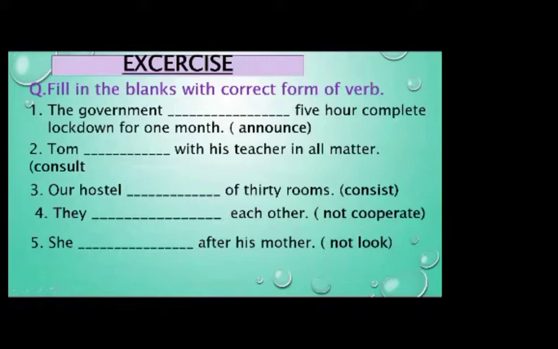Now let's see if we are able to do the exercise. Fill in the blanks with the correct form of verb. The government dash 5-hour complete lockdown for 1 month. Let's see if you can answer me in the chat box.